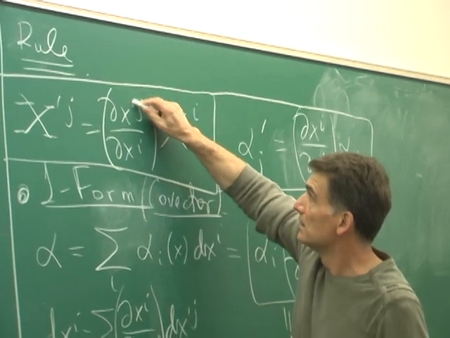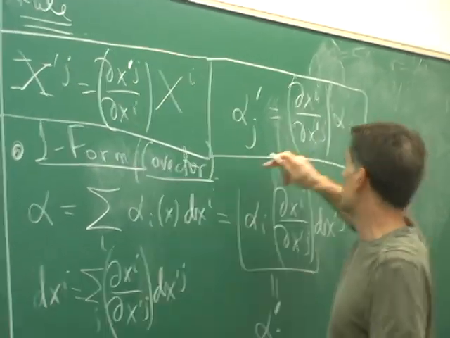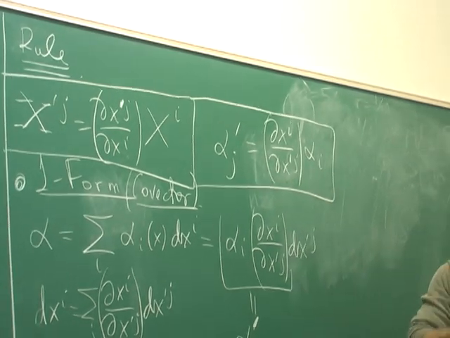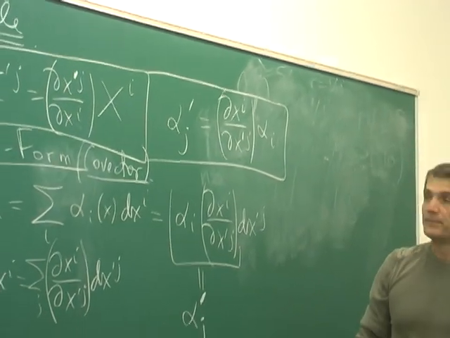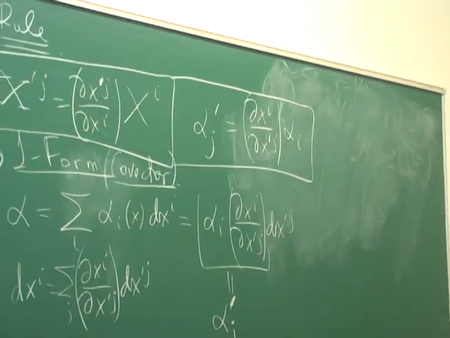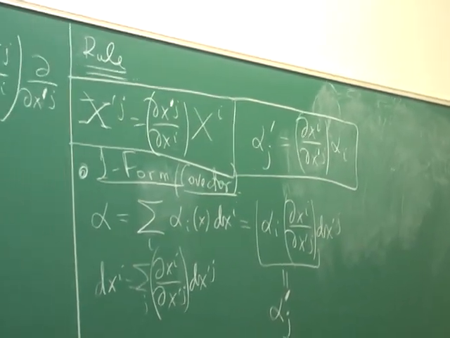You see this is dx prime by dx, and this is dx by dx prime. So these are the inverse matrices of each other. Okay? So that's one forms and vectors.